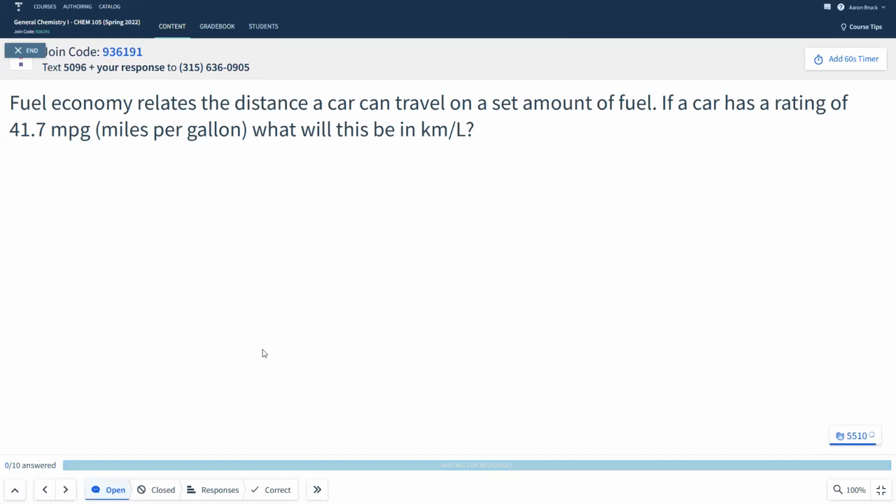fuel economy relates the distance a car can travel on a set amount of fuel. If a car has a rating of 41.7 miles per gallon, what will that be in kilometers per liter? So you need to convert 41.7 miles per gallon into kilometers per liter.